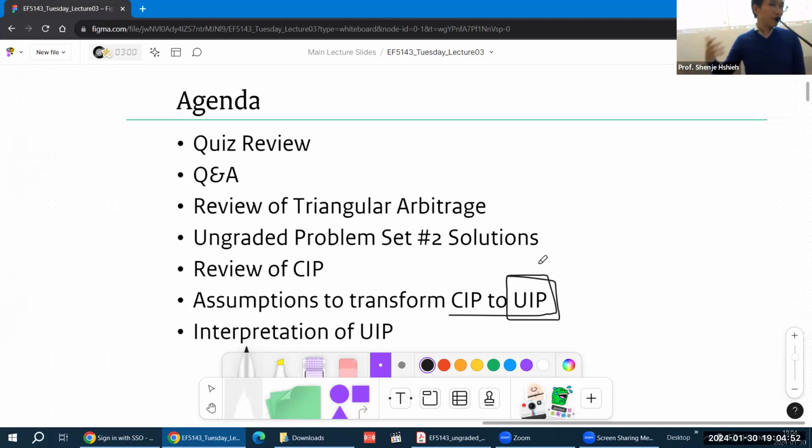All right, so that's our objective today: to go over the assumptions, how we move from CIP to UIP, and then explain how the mechanism of market clearing works for the Forex FX market under those assumptions, and then try to visualize it with graphs.